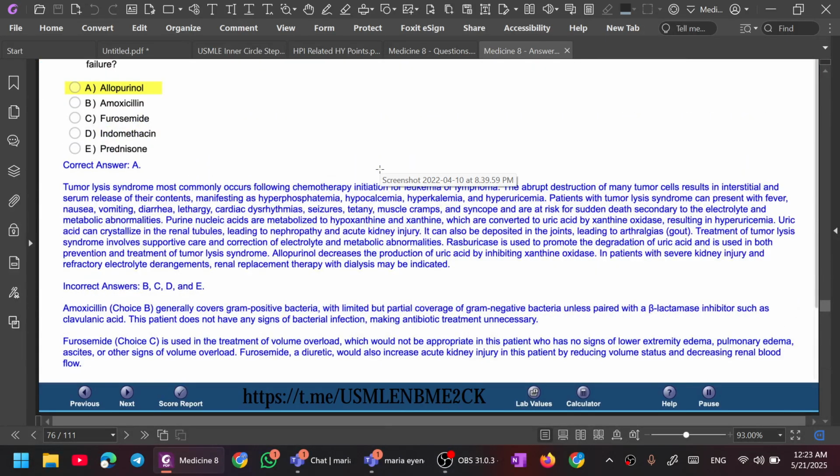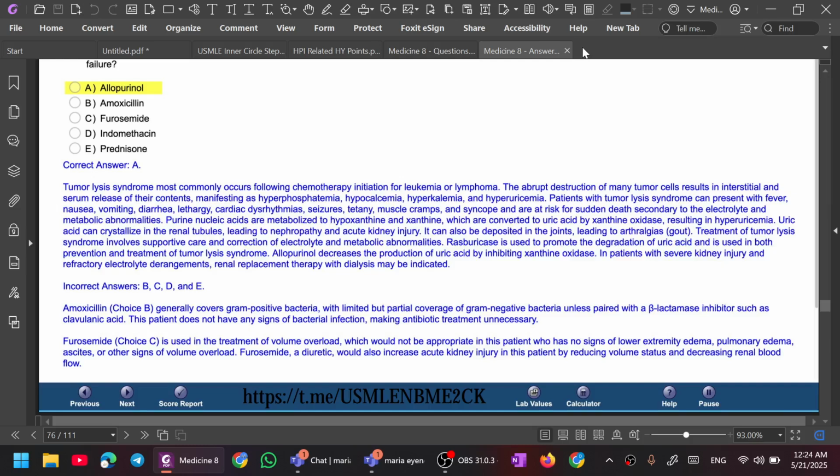Allopurinol. Tumor lysis syndrome most commonly occurs following chemo initiation for leukemia or lymphoma. The abrupt destruction of many tumor cells results in interstitial and serum release of their contents, manifesting as hyperphosphatemia, hypocalcemia, hyperkalemia, hyperuricemia. Patients with tumor lysis syndrome can present with fever, nausea, vomiting, diarrhea, lethargy, cardiac dysrhythmias, seizure, tetany, muscle cramps, syncope, and a risk of sudden death secondary to electrolyte and metabolite abnormalities.